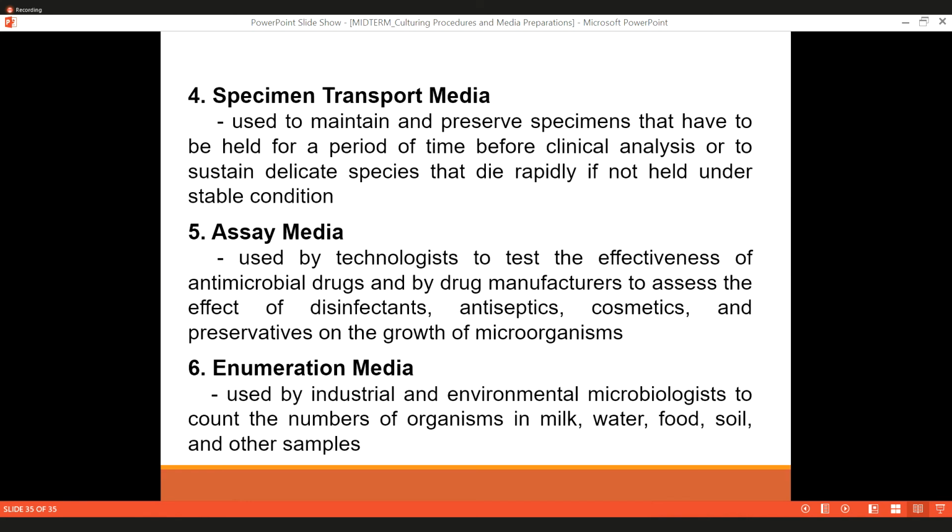Next is enumeration media. This is very effective for industries and environmental microbiologists, who need to determine the count or number of organisms present in milk, water, food, soil, and other products or samples.